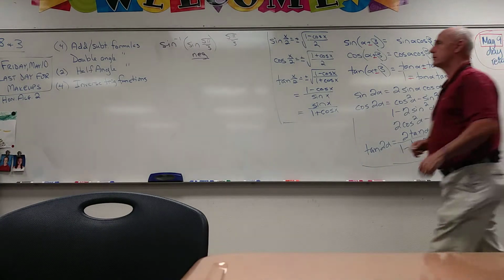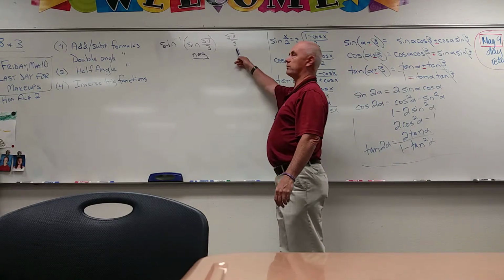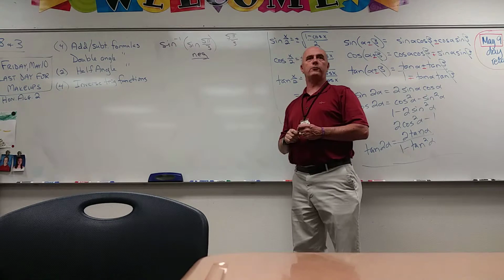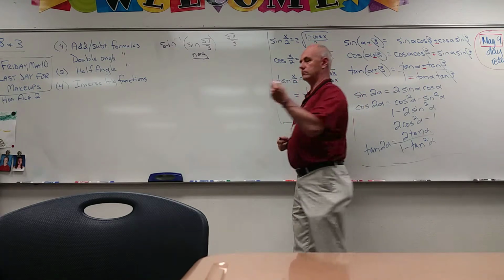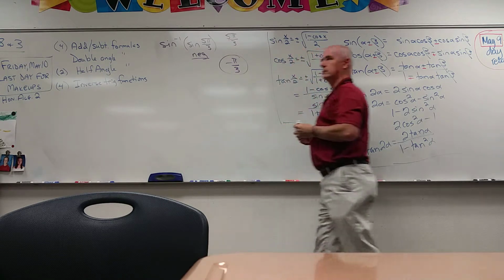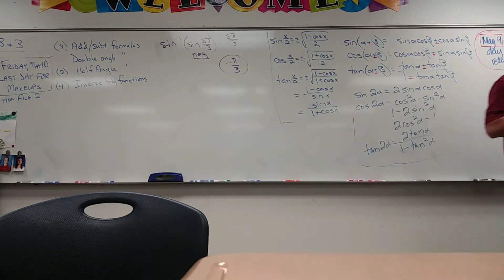So, what's the reference angle? Pi over 3. What is pi over 3 in the fourth quadrant? And that's our answer. If we're going to the fourth quadrant, it's just the negative of the reference angle.